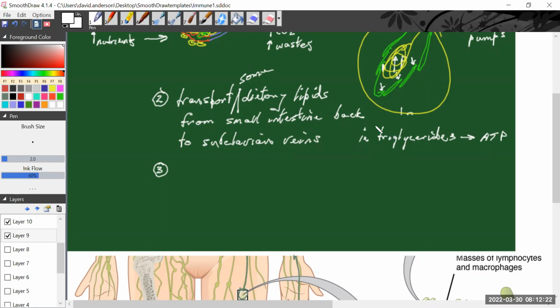What else? What were some other examples? We talked about 3 main groups of lipid-based molecules. Triglycerides was one.